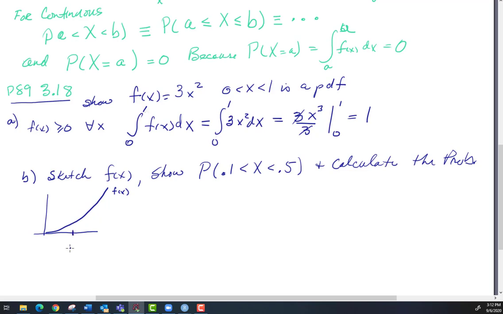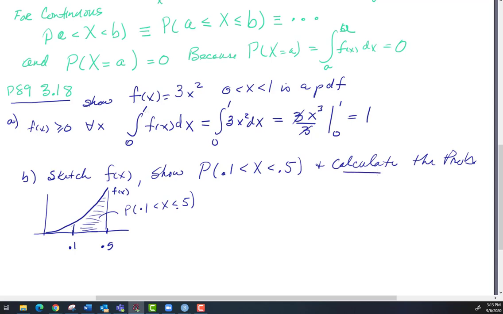Now between 0.1 and 0.5, there would be an area of that shaded region. So the area of the shaded region is the probability that 0.1 is less than x is less than 0.5.